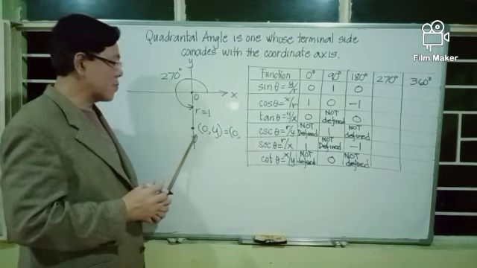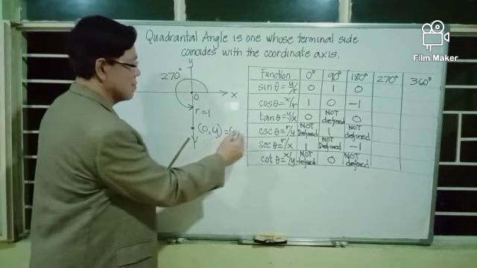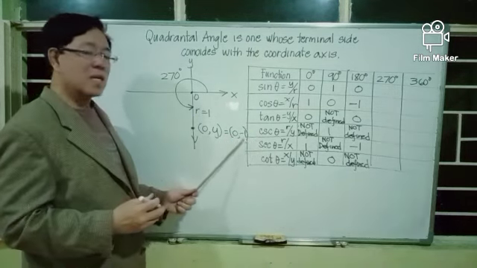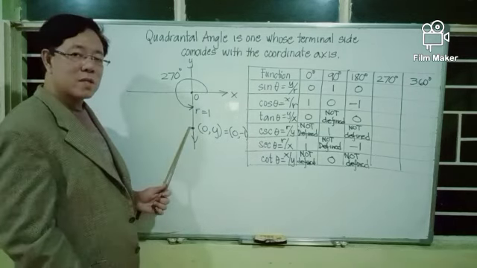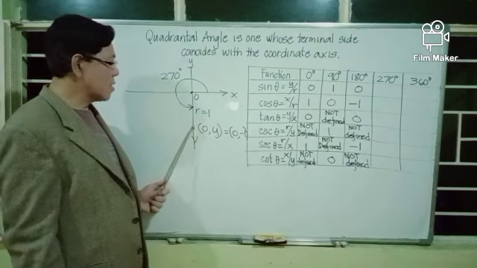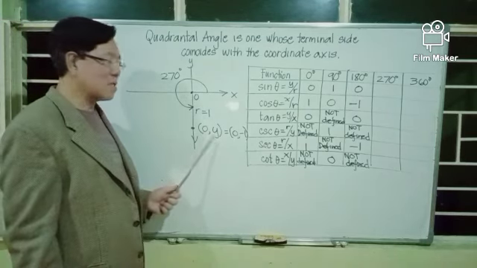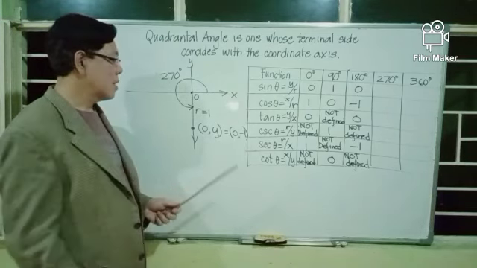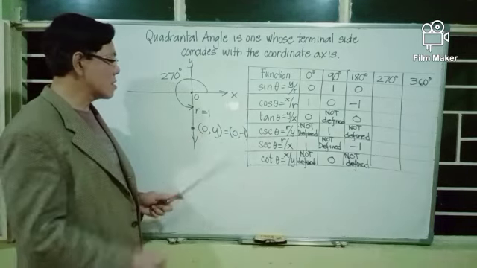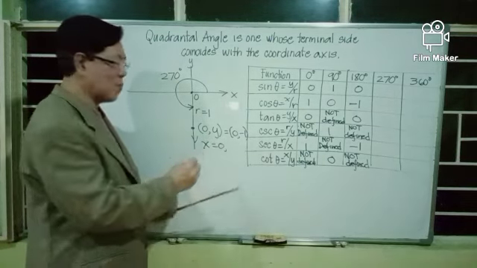In particular, at this point, the value of y is 1 unit, negative 1. The value of y is negative 1 because the distance of this point, which is a point on the y-axis, from the origin is 1 unit. And because this point is below the x-axis, then the value of y is negative 1. Hence, for 270 degree angle, r is 1, x is 0, and y is negative 1.